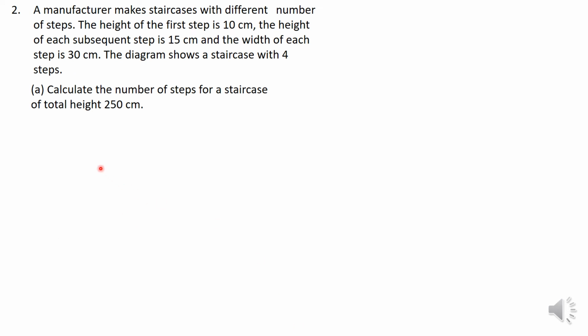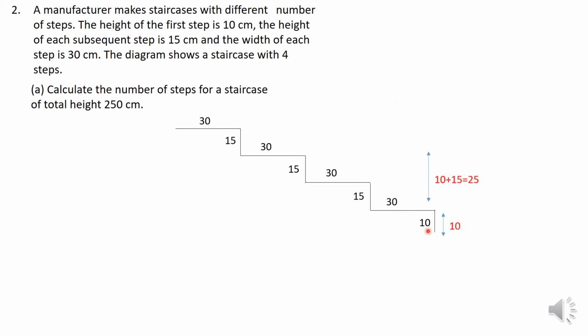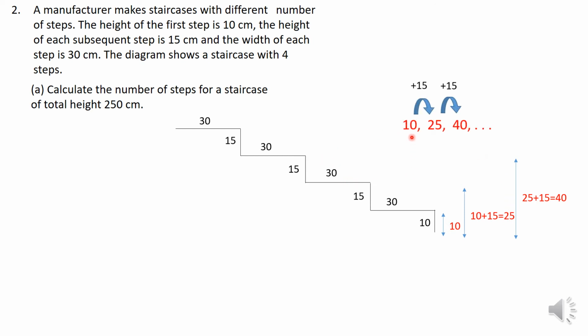Right, then the second question here, so I'm going to bring in part of the steps. So we want to find the number of steps for a staircase that has a height. So this is the first height of 10 centimeters. Then the second height will be that 10 centimeters plus 15 centimeters, which is 25 centimeters. Then the third one will be that 25 that I got plus another 15, which gives you 40 centimeters. In any case, this gives us a formula or a sequence: 10, 25, 40, and so on.